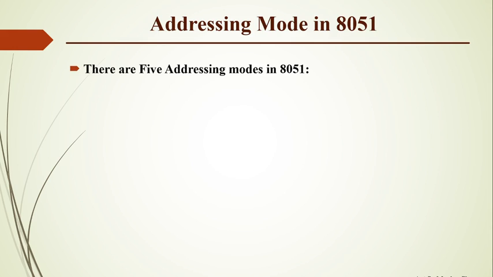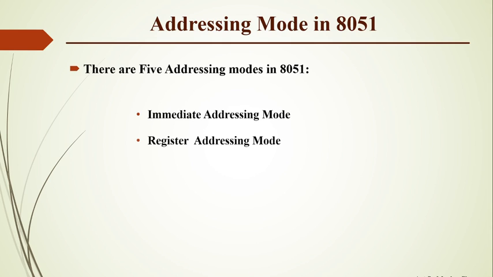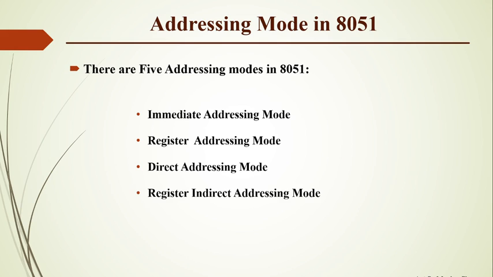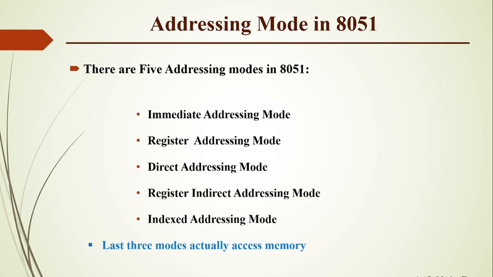There are 5 addressing modes in 8051 and they are immediate addressing mode, register addressing mode, direct addressing mode, register indirect addressing mode and indexed addressing mode. The last 3 modes are actually used to access the memory. So let's see these addressing modes one by one.